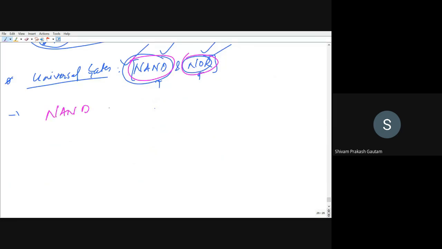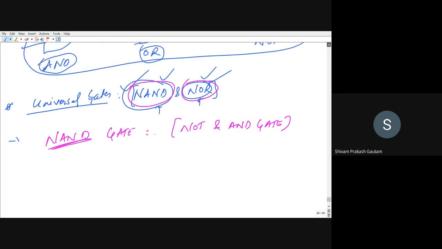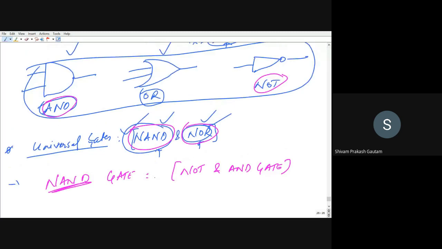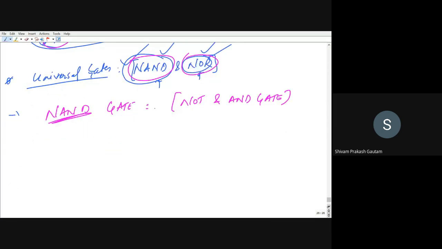N-A-N-D, NAND gate. From this name you understood that it is NOT and AND gate. It is a combination of NOT gate and AND gate. So NOT and AND gates we have already seen. This is the NOT gate, and this is the AND gate. So this NAND gate is a combination of NOT gate and AND gate. I will tell you its logic symbol.